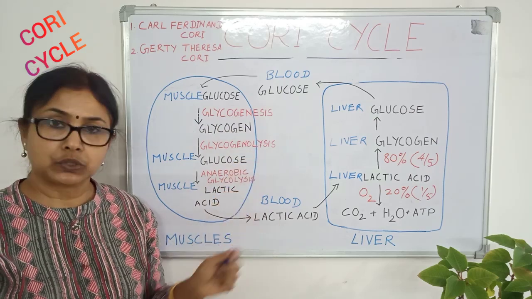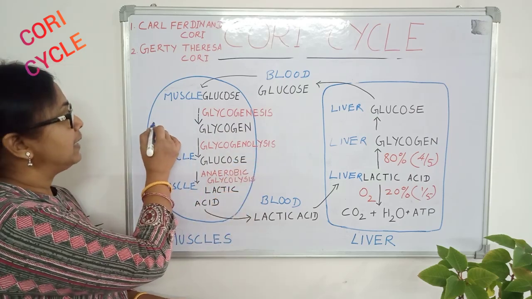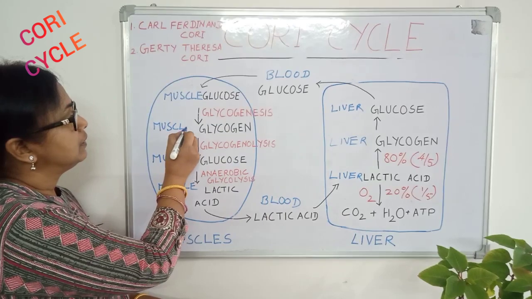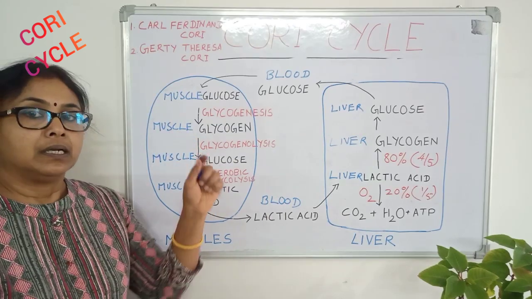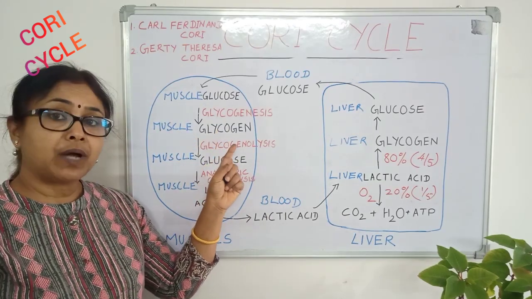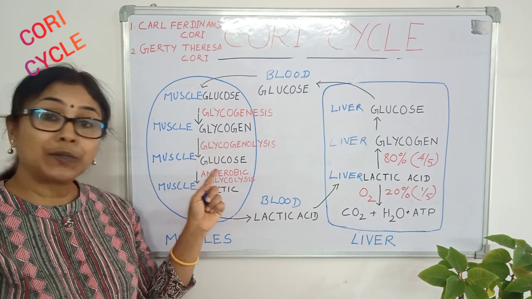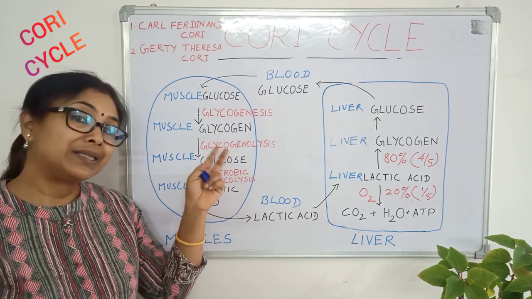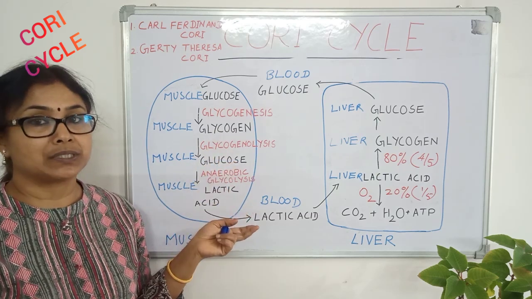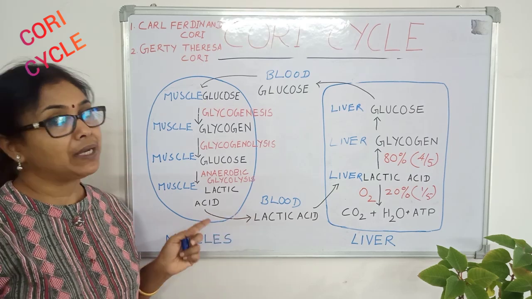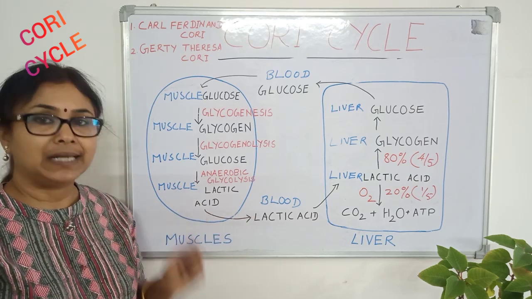This is for muscle storage. So we can write here the muscle glycogen. From time to time, as per requirement, this glycogen is again converted into glucose. That glucose again undergoes the process of anaerobic respiration and becomes converted to the muscle lactic acid.